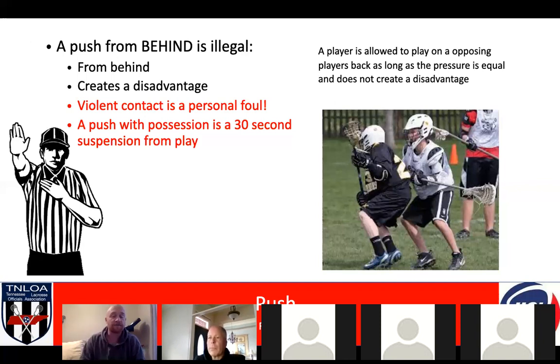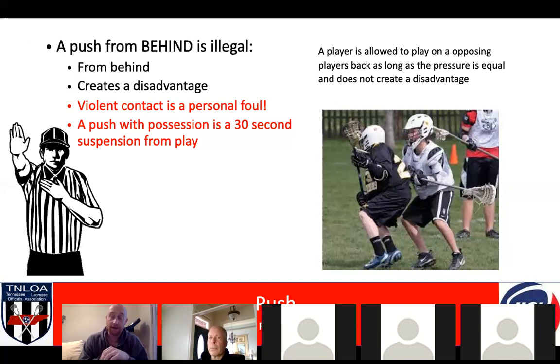But no matter what, violent contact to the back is a personal foul. You can call it a cross check. You can call it an illegal body check. But violent contact to the back, thrusting motion, is a personal foul. A push with possession, just like every other technical foul, any type of technical foul with possession is a 30-second suspension from play. It is a flag down, slow whistle scenario. We'll throw a flag and let that play continue until we have to blow it dead.